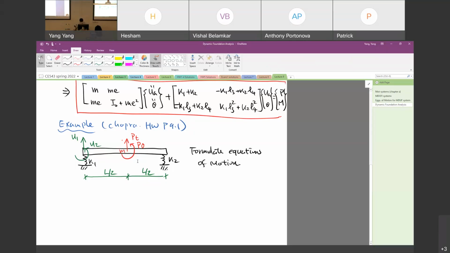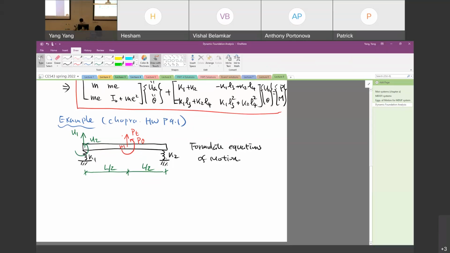You're using the wrong diagram. You're supposed to use figure P9.2, which is next to the one you drew. I mean, you do you, but there's EI and ML cubed, and it's a simply supported beam. Oh, okay. Well, let's just formulate the equations of motion based on this. We could do that. Okay.